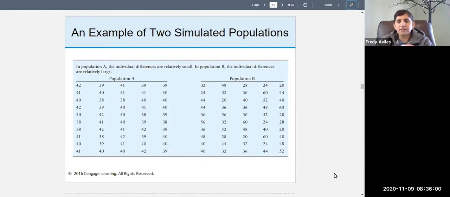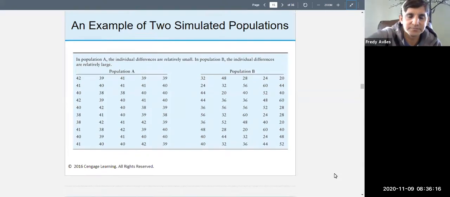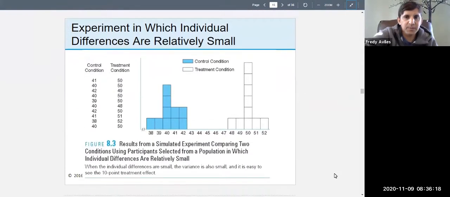Guess which one of these it's harder to find significance in when you're doing an experiment, okay? It actually depends on if the variation is between your groups or within your groups. And I'll explain what that means in a moment. So, an experiment in which individual differences are relatively small. Here we have results from a simulated experiment containing two conditions, using participants selected from a population in which the individual differences are small.